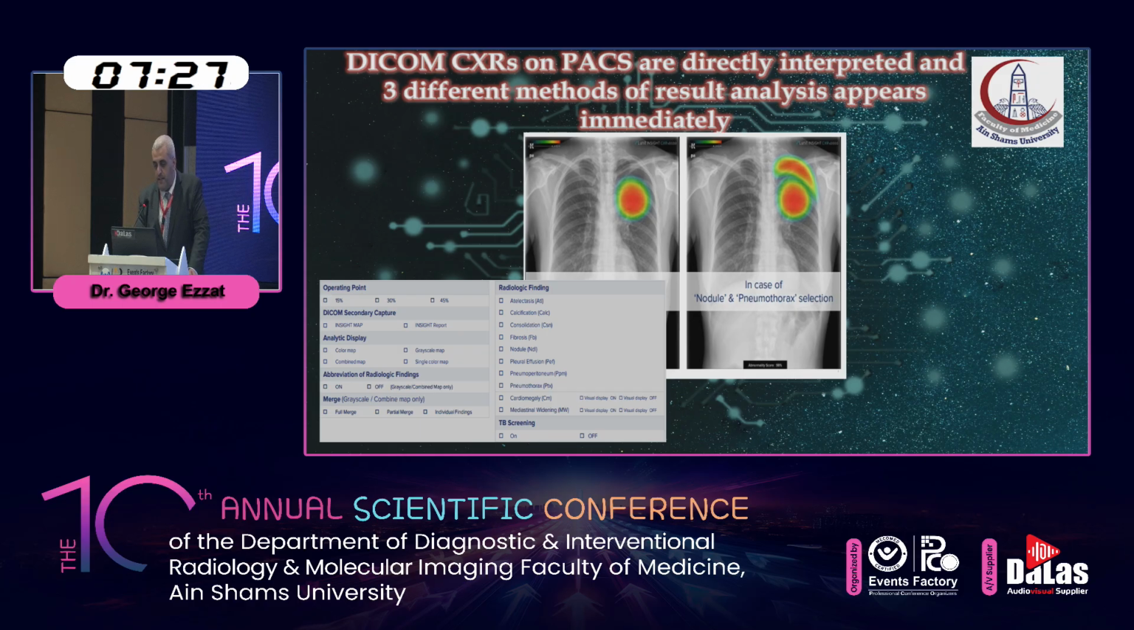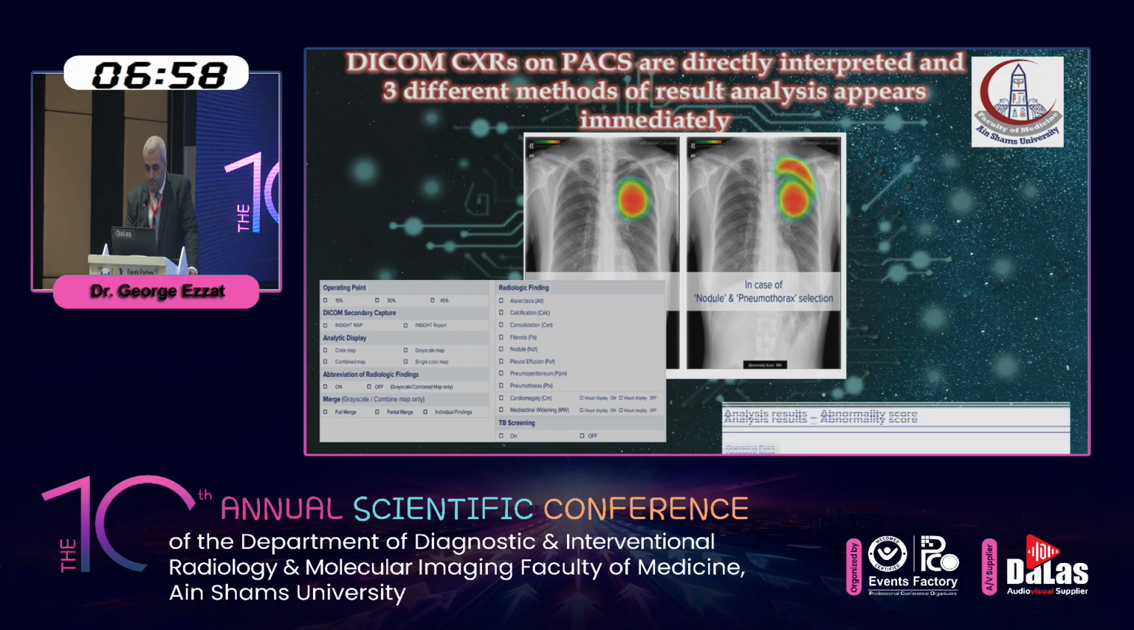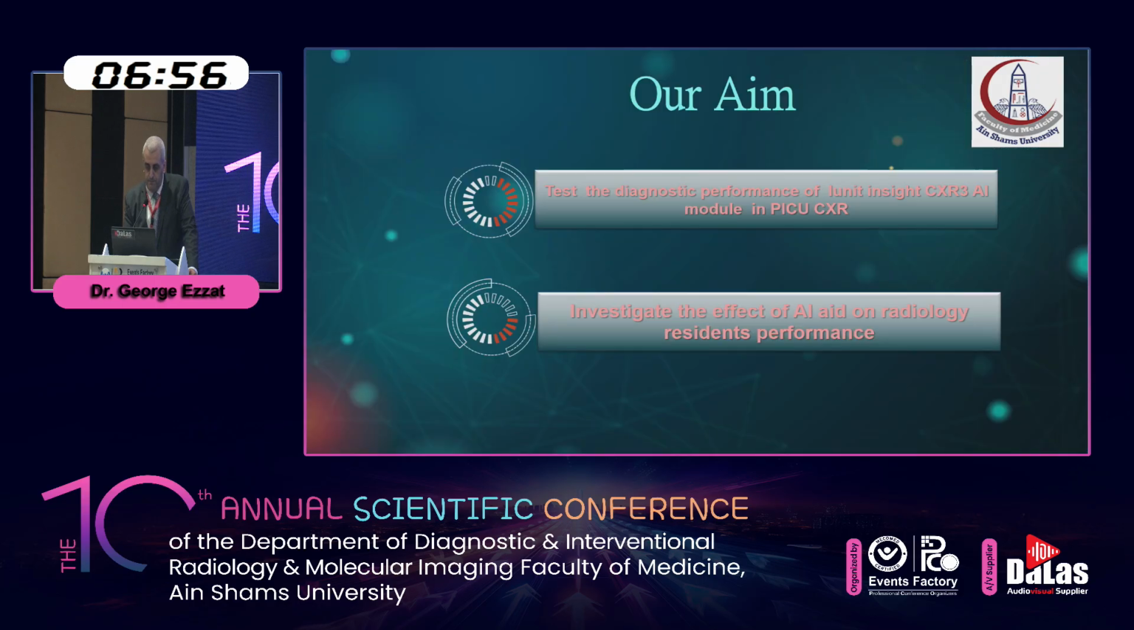This software produces three types of results. First, it produces a probability score, or an abnormality score, of the entire chest X-ray study, whether it's abnormal or normal. Then it produces a heat map for the abnormality, and the degree of color reflects the probability of the abnormality. And lastly, it produces a report with the different findings and the probability of each. We'll see examples of that later.